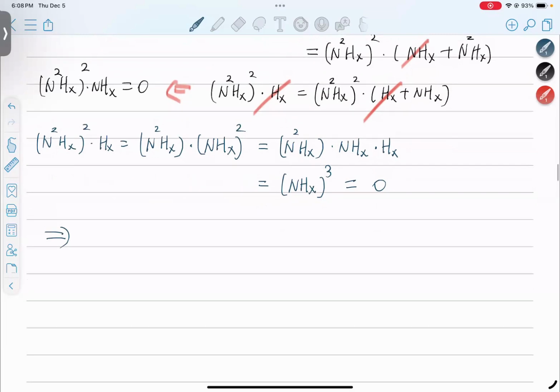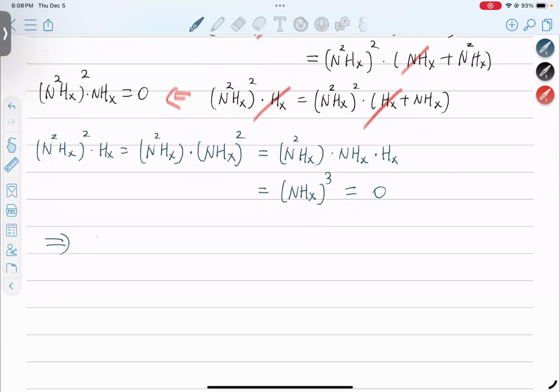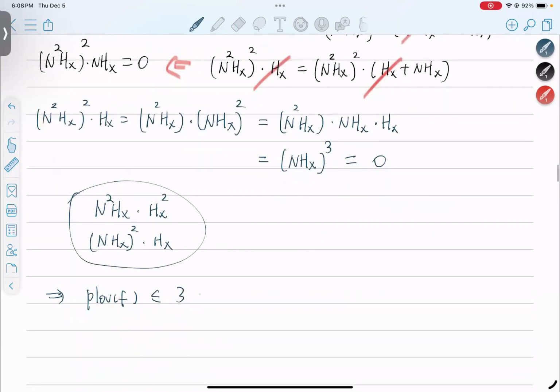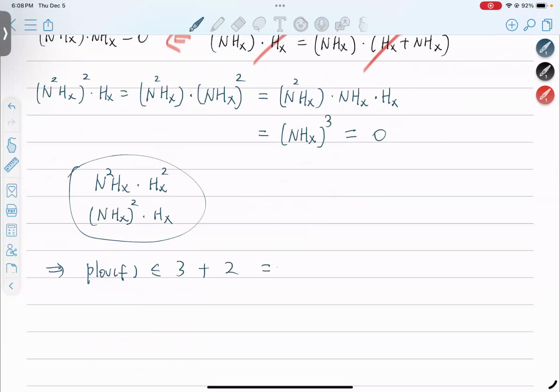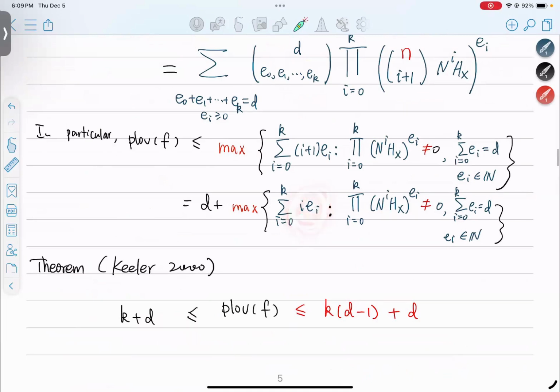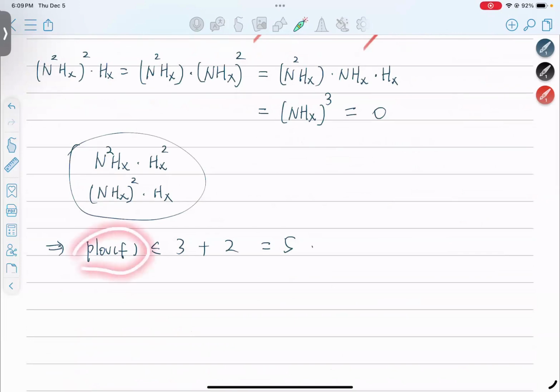So then you see that the first non-trivial intersection numbers are n square hx times hx squared, or n hx squared times hx. These two intersection numbers are non-trivial. So in other words, the polar of f is less than or equal to d, which in this case is 3 plus 2. This 2 means that the multiplicity here you have 2, but here is 1, so 2 times 1, you have 2. Because we consider this sum, this is why we have this upper bound for polar of f.